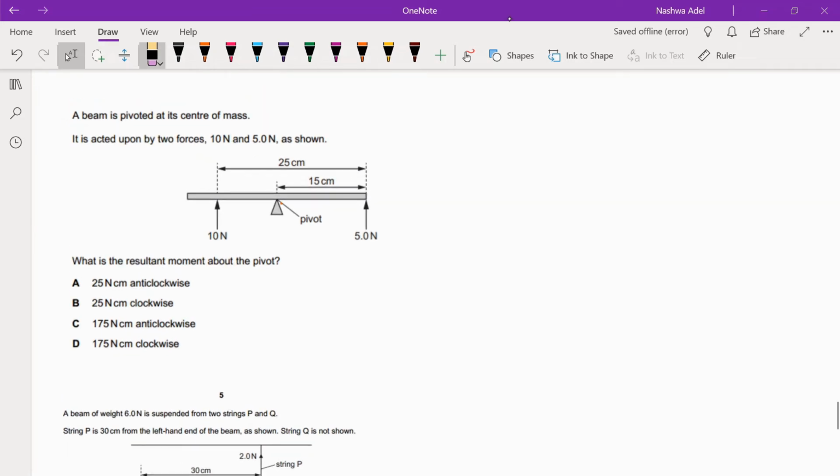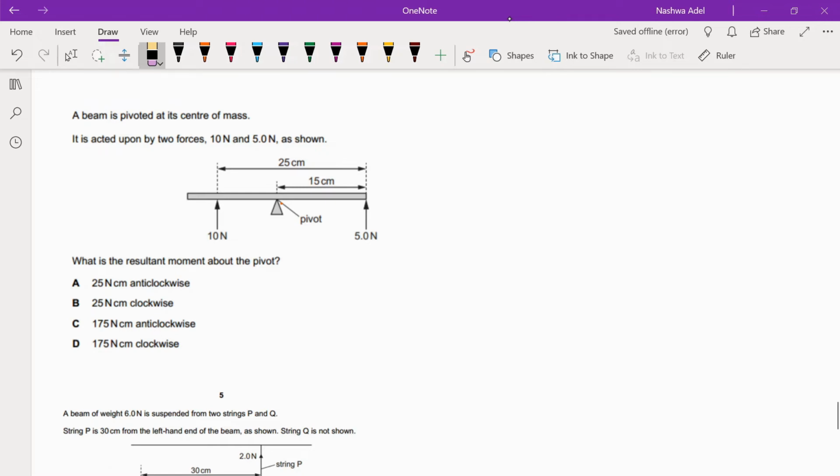If we have a beam pivoted on its center of mass, it is acted upon by two forces, 10 Newton and 5 Newtons, as you see here. Okay, what is the resultant moment about the pivot? Resultant moment means you have to calculate the clockwise moment and the anti-clockwise moment and get the difference between them.